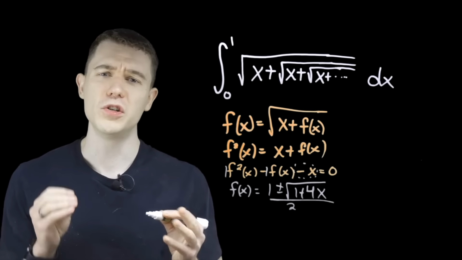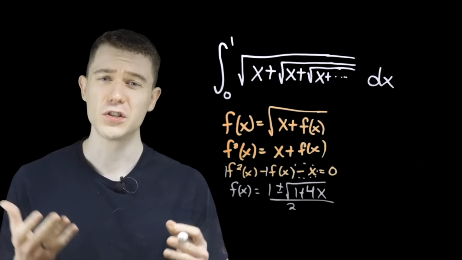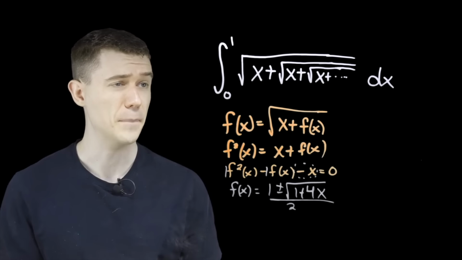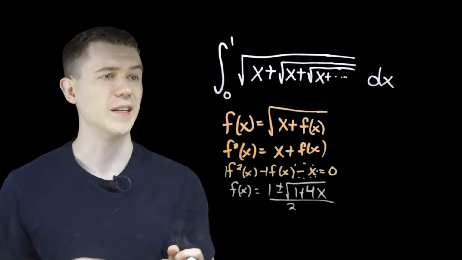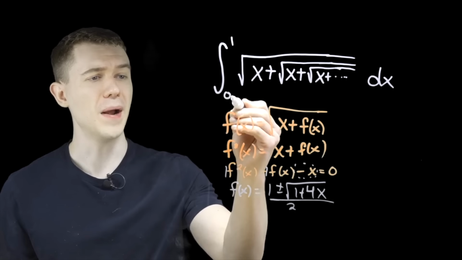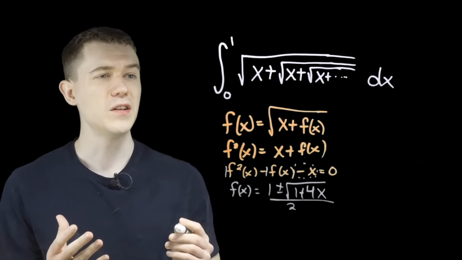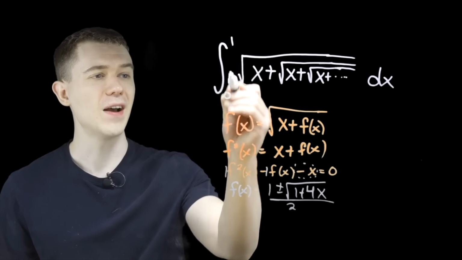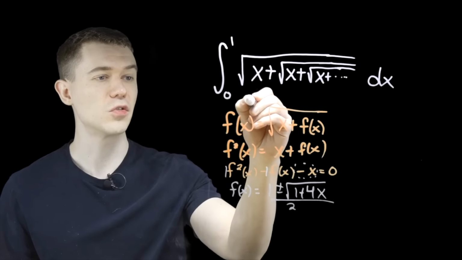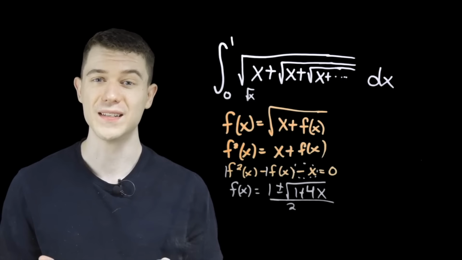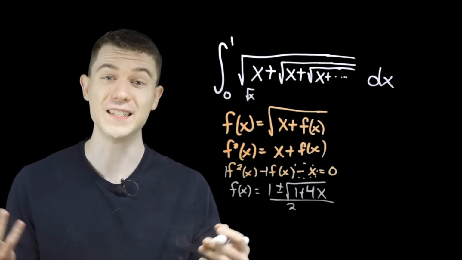Well, which one should we choose? Should we choose the plus? Should we choose the minus? Should we choose both? If you look at the integrand here, since our bounds are just between 0 and 1, and we know that if we plug in any value from 0 to 1 into the square root function, square root of x, it's going to be positive, or at least 0.